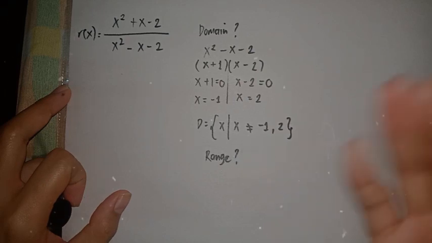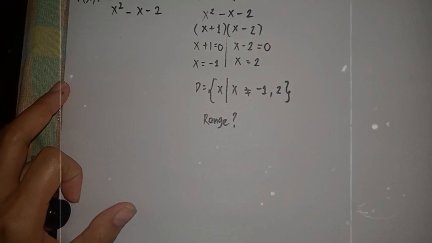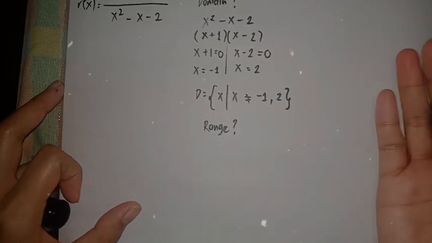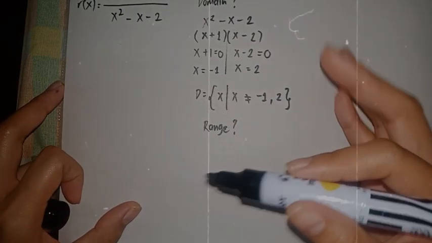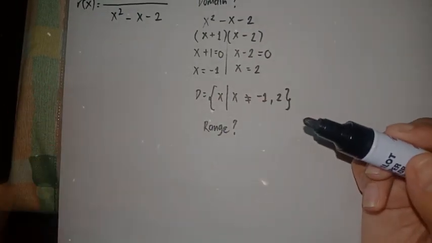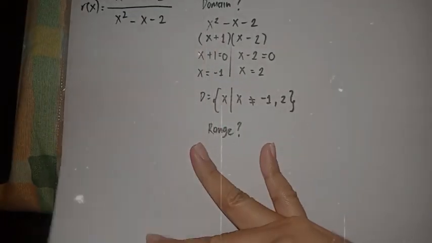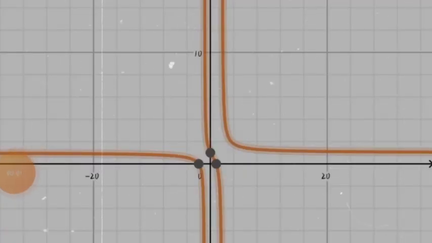Okay, so like what I've said a while ago, you can identify the values of y by plotting the function itself in a graph. So let's identify first the graph. So here is another graph for our example number 2, for our function x squared plus x minus 2 all over x squared minus x minus 2.